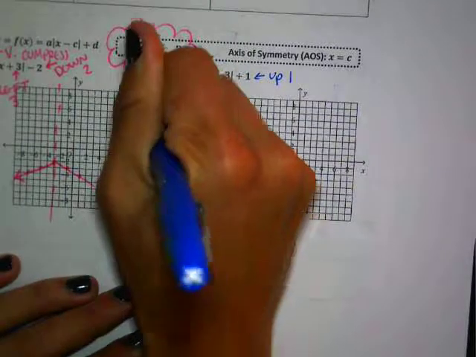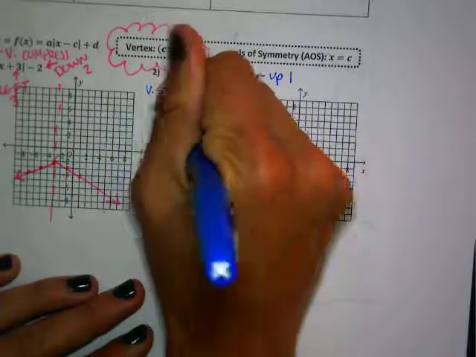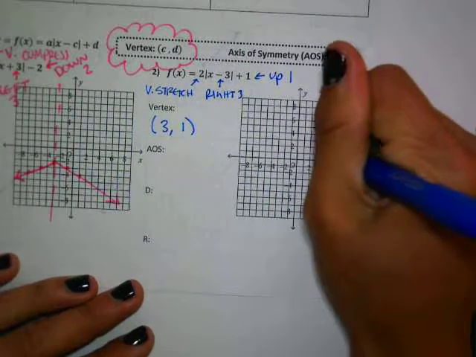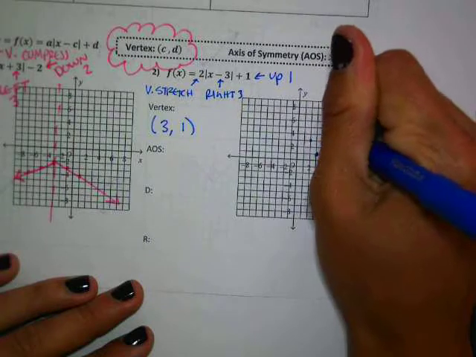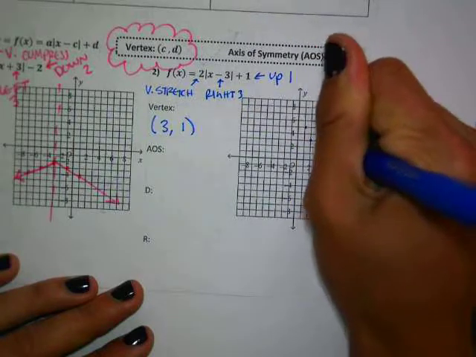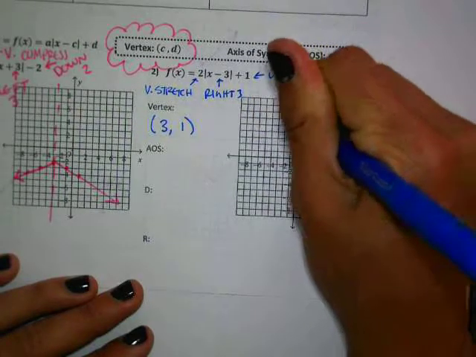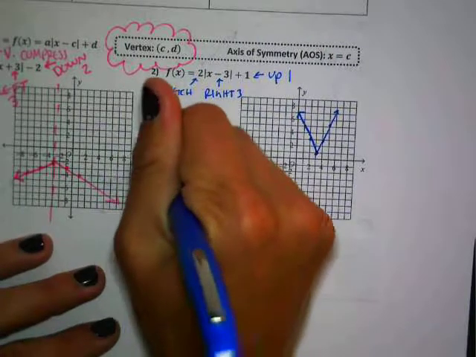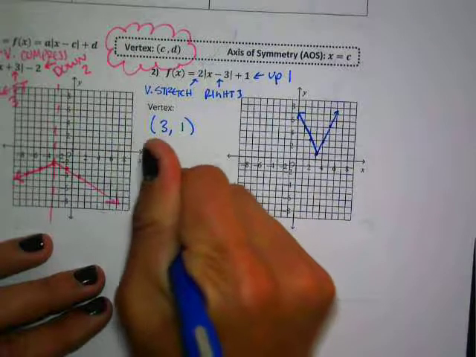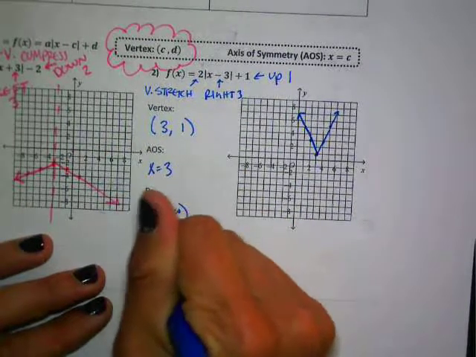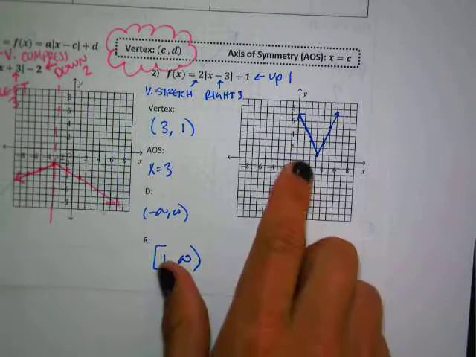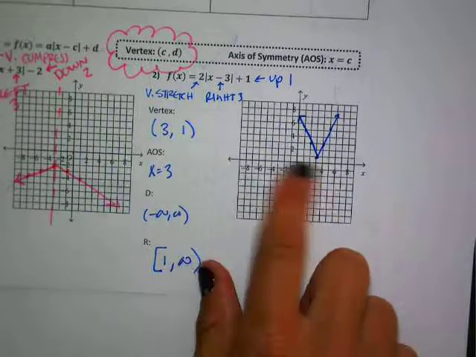Yes, so your vertex would be at +3, 1. And then don't forget your slope is 2, so when you plot it, up 2 over 1.